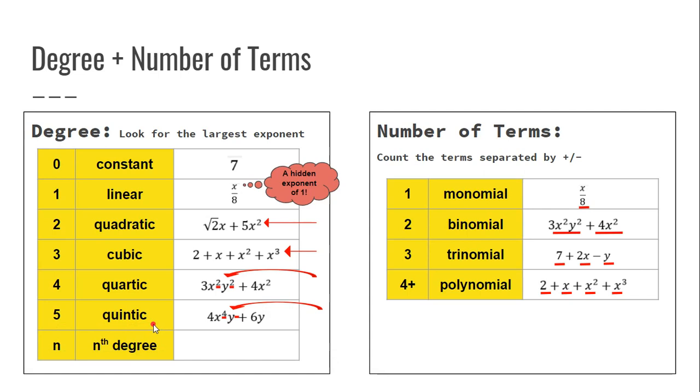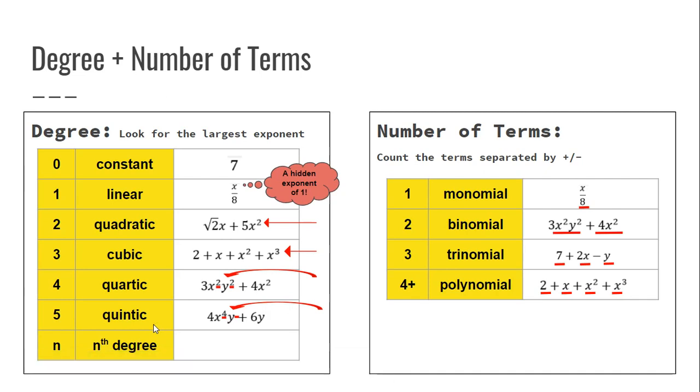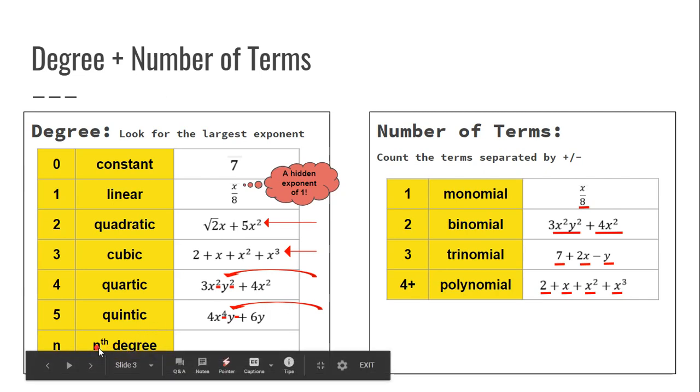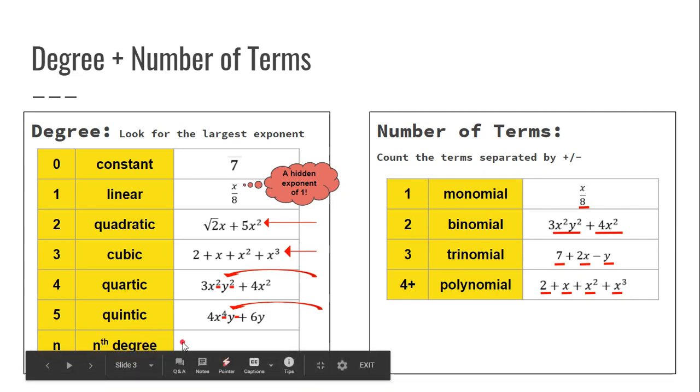If you get past 5, if you have an exponent of 6 or 7, or exponents that add to 6 or 7, then we don't have a special name. We will just call it a 6th degree, or a 7th degree, or an 8th degree, or 9th degree, etc. So that is one way to name a polynomial, by its degree, or by its largest exponent.